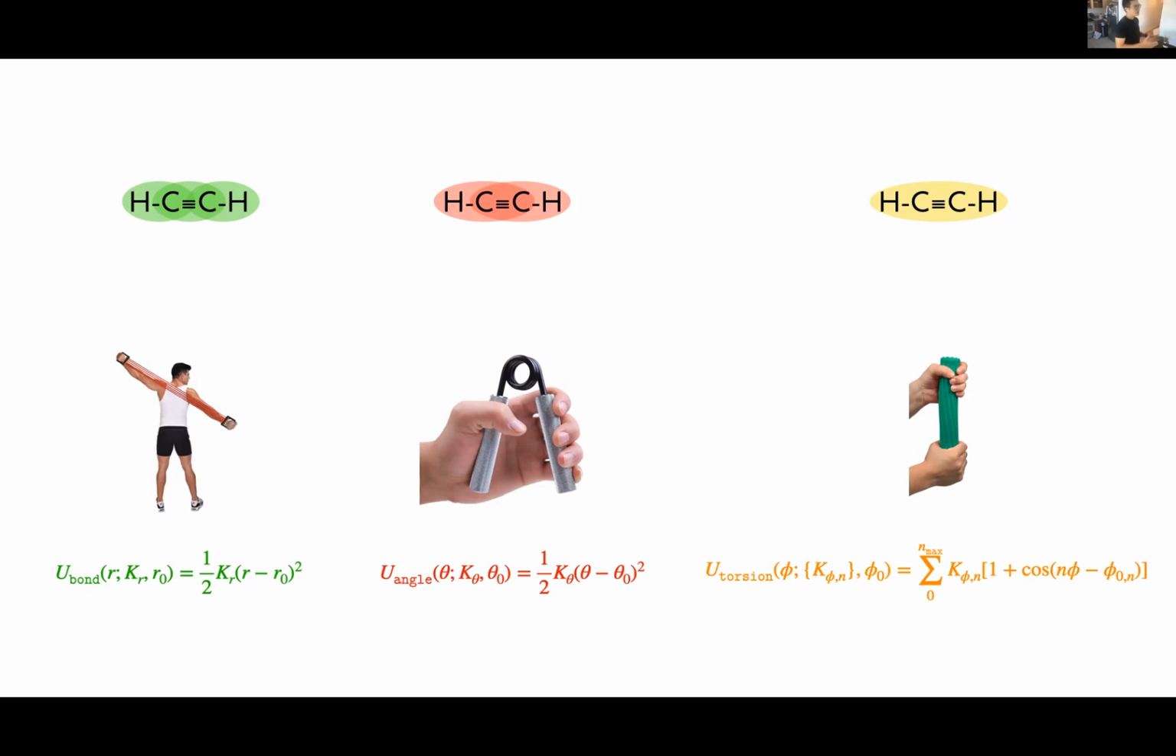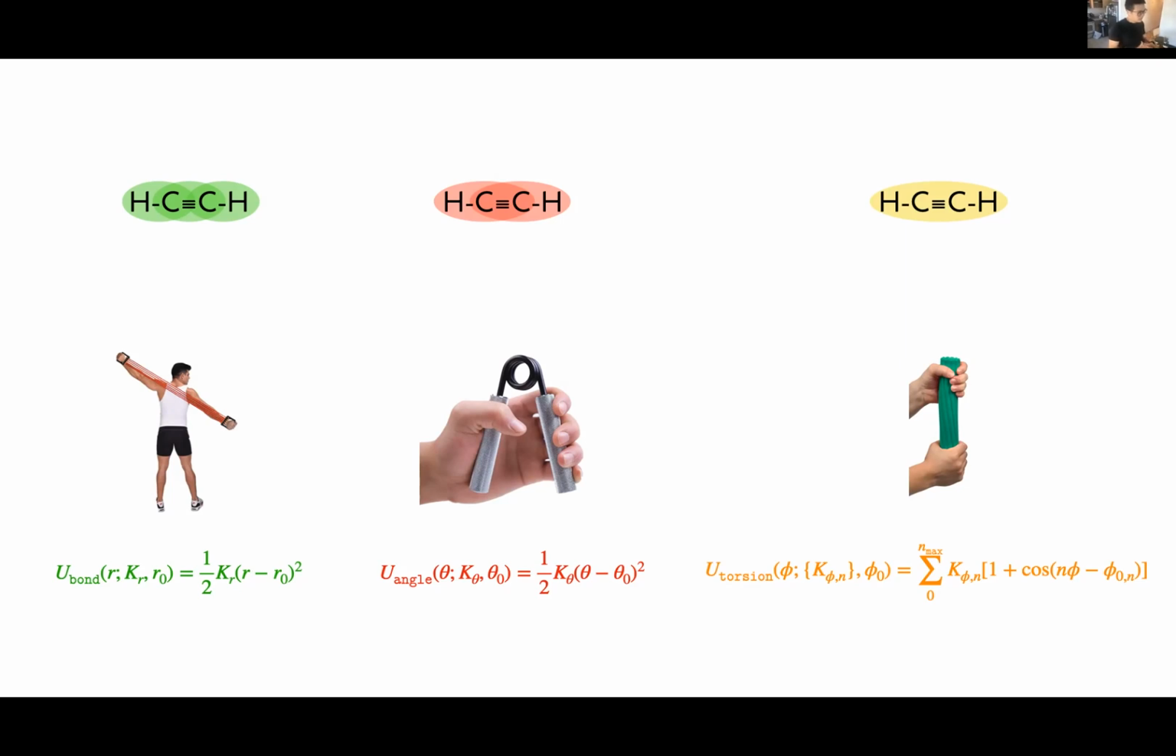So MM has a lot of heuristic assumptions and approximations encoded in it, especially in the bonded part. It separates the n-body energy into the bonded part, into the bond, angle, and torsion energy, which are either a simple harmonic form or a Fourier expansion of some angular functions.